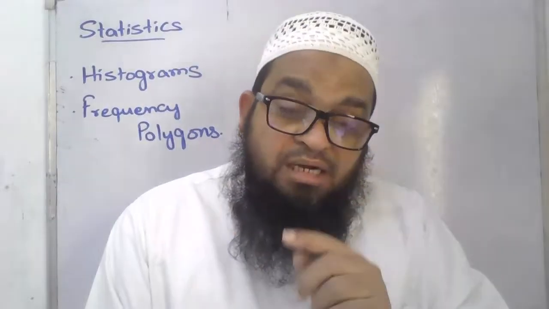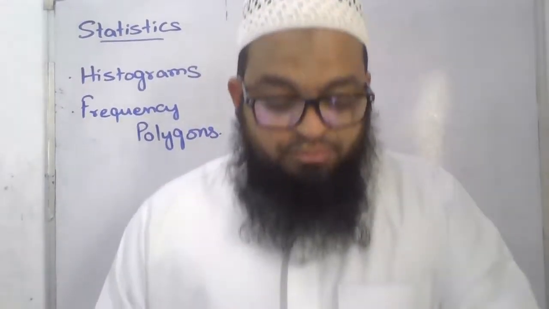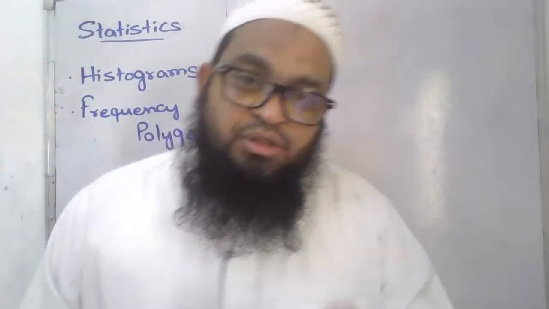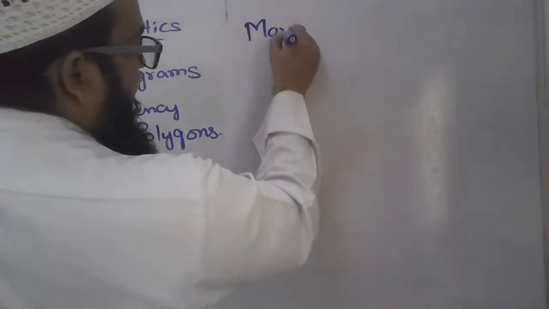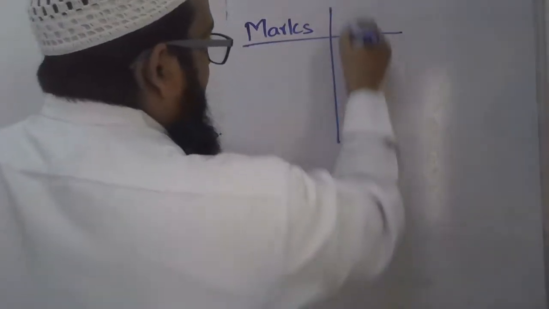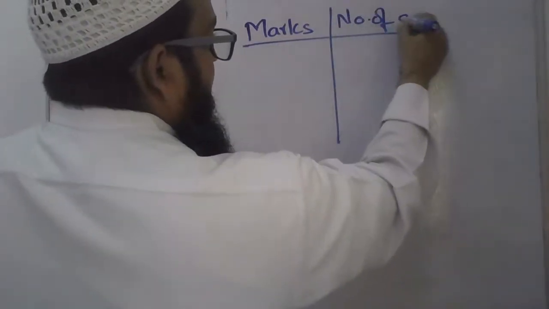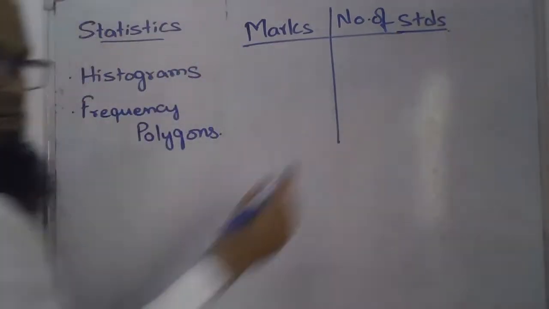So let us go to how to draw histograms, because once you are able to draw histograms, you will be able to read the given histogram also. So in histograms, what do you have? Either they will give you grouped data, or they will give you raw data and ask you to make classes into groups. For example, there are marks and number of students.